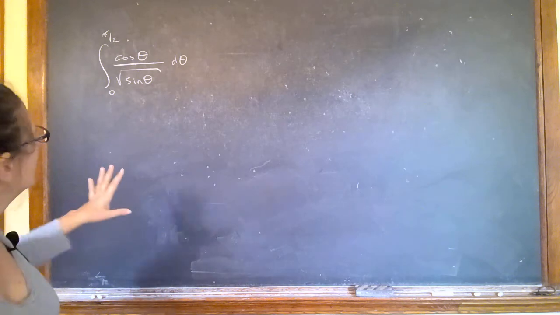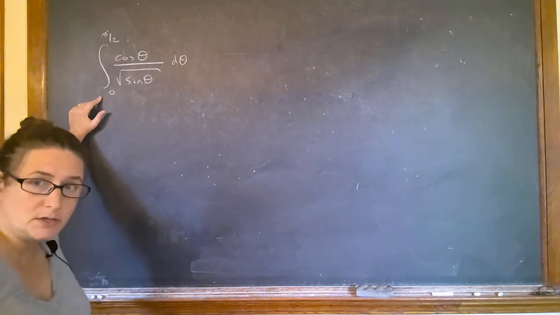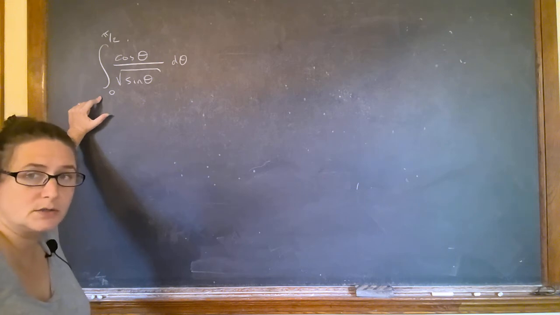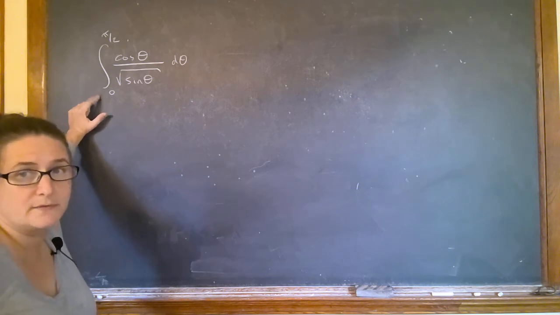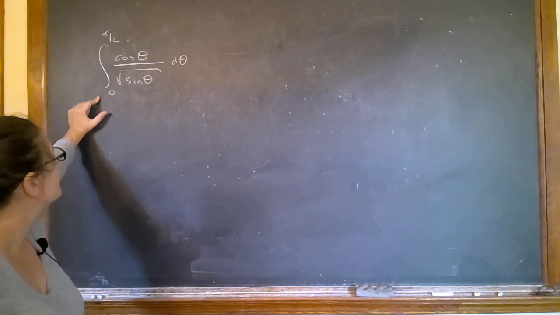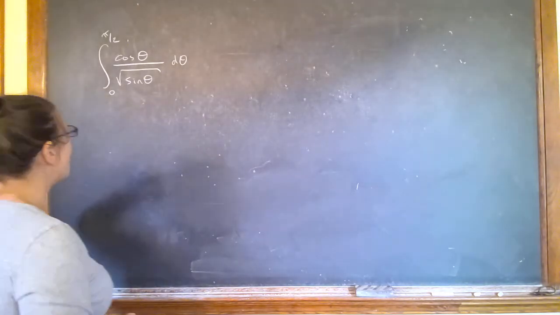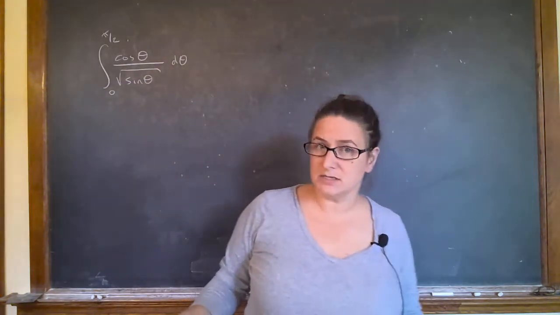Okay? Here, my problem is going to be at 0. Because sine of 0 is 0, and cosine of 0 is 1. So this is going to be like a 1 over 0. That's my infinity. There's not a problem at pi over 2, right? Because that's just going to be 0. That's fine. So, and there's not a problem at any point between 0 and pi over 2.